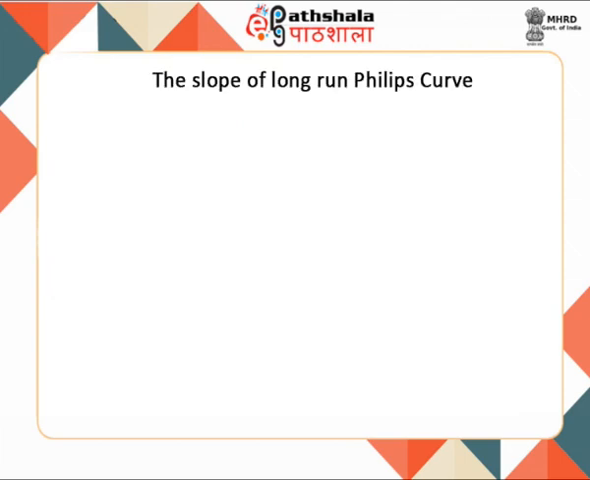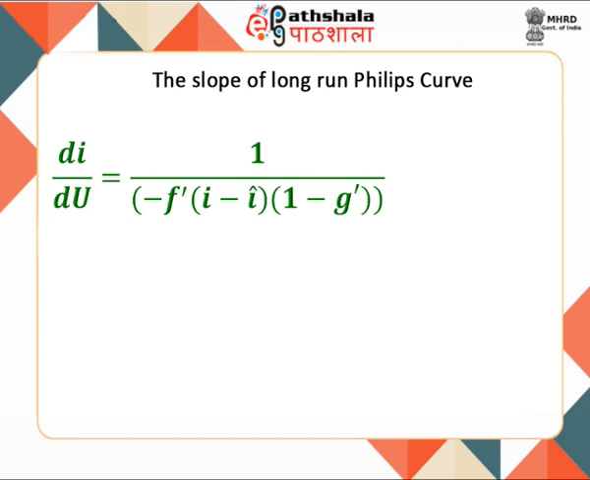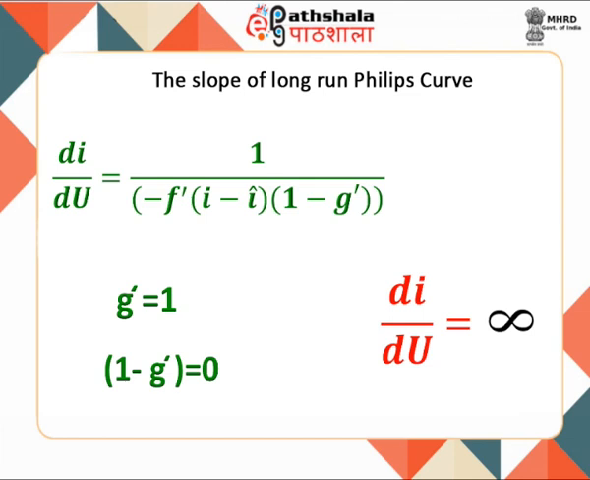Now, taking the value of G dash is equal to 1, the slope of the long run Phillips curve can be determined as delta I upon delta U is equal to 1 divided by minus F dash I minus I cap multiplied by 1 minus G dash. Now with G dash equal to 1, the value of delta I upon delta U shall approach infinity, since 1 minus G dash shall become 0. Hence the Phillips curve in the long run becomes vertical to the x-axis.